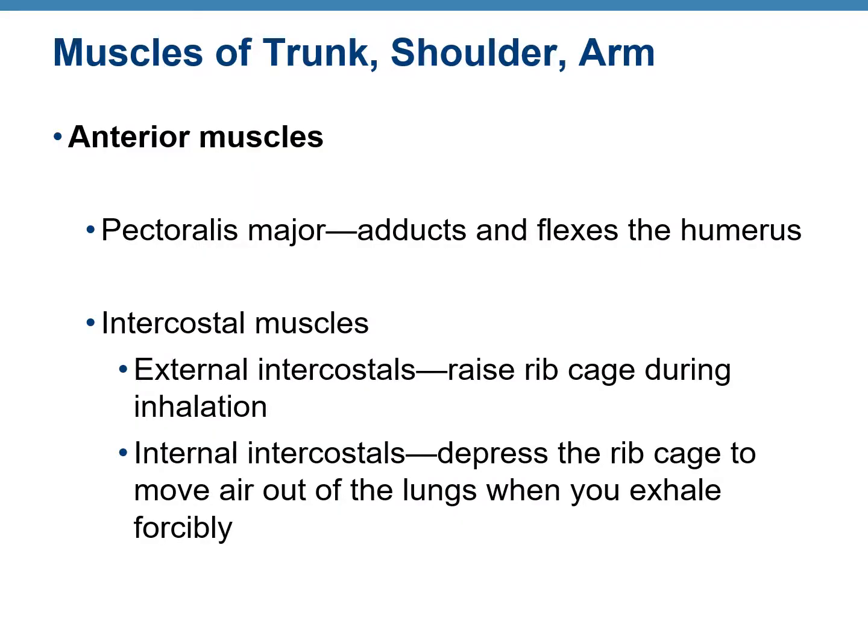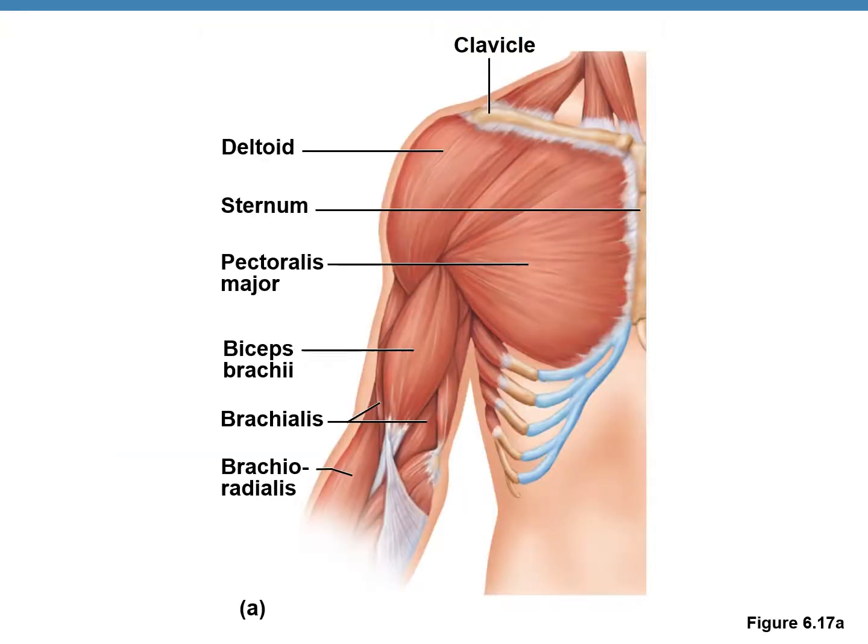Moving to muscles of the trunk, shoulder, and arm. The first group are the anterior muscles, and this group includes the pectoralis major, which adducts and flexes the humerus, and the intercostal muscles. The intercostal muscles include two muscles, the external intercostals and the internal intercostals. These muscles are responsible for raising and depressing the rib cage in the thorax and help in respiration. This figure shows the location of the pectoralis major muscle.